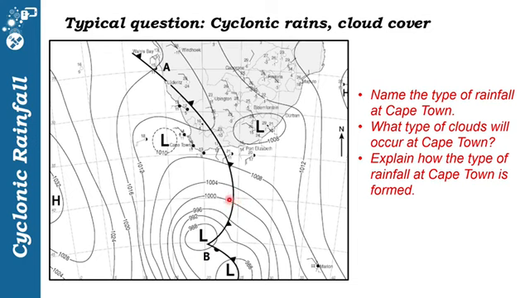The type of clouds we can expect to occur will be, before the cold front approaches, nimbostratus clouds, and after the cold front has passed over, we will have our cumulonimbus clouds. And then explain how the type of rainfall at Cape Town is formed. It's when the warm, moist air ahead of the cold front is forced upwards by the colder, heavier, dry air behind the cold front, causing the temperature of this warmer air to drop, condensation to occur, clouds to form, and then it will rain.